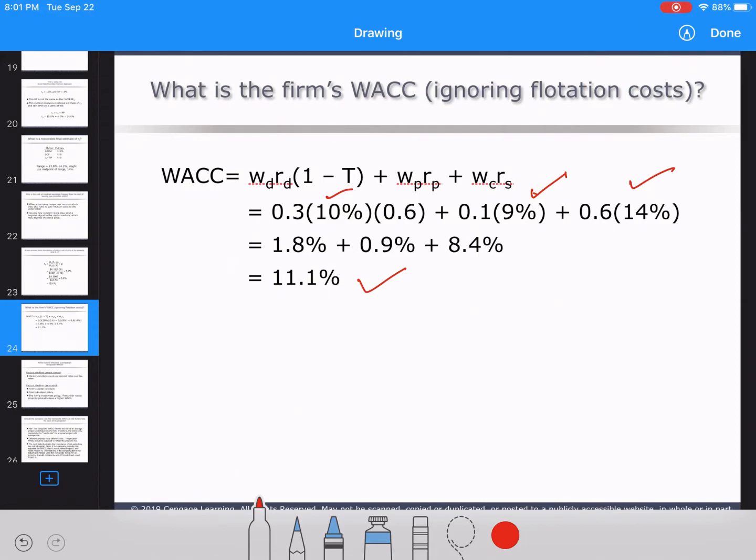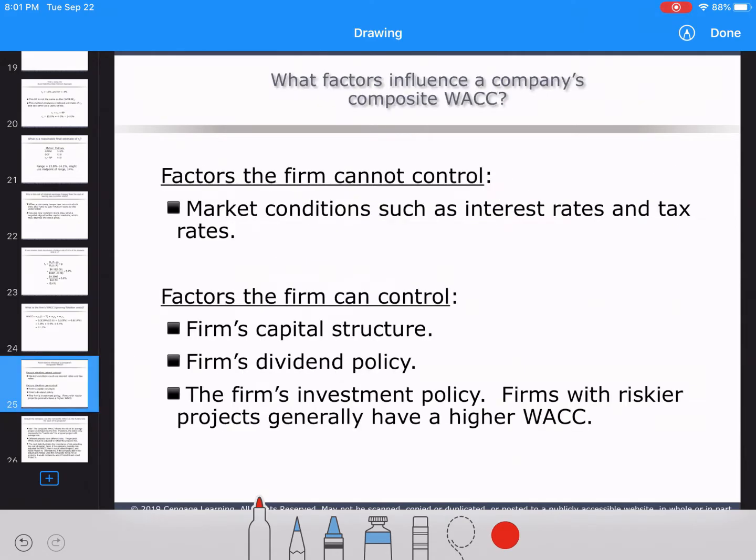Okay, so the tax rate will be given, and all the capital structure will be given, that is, how much debt you are going to use in financing, how much preferred you are going to use, and how much equity you are going to use in your financing. So this is then the weighted average cost of capital.